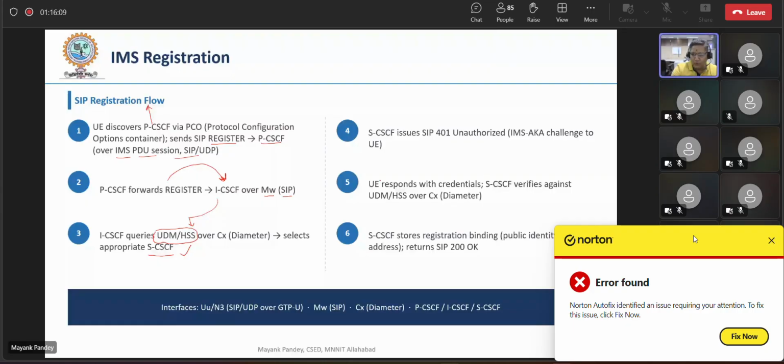As before, the S-CSCF issues an unauthorized challenge to the UE. The UE responds with the credentials. Now the S-CSCF will verify with the HSS regarding the UE. And finally, if verification is a success, the S-CSCF will store the public identity, the contact address, and everything about this UE and return that registration is okay. So we'll show you this on our actual test bed shortly.